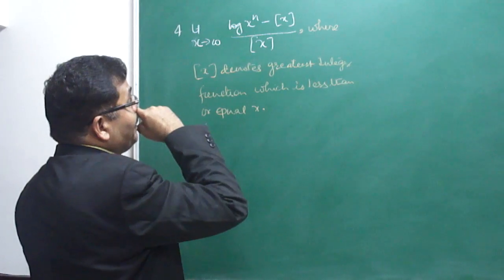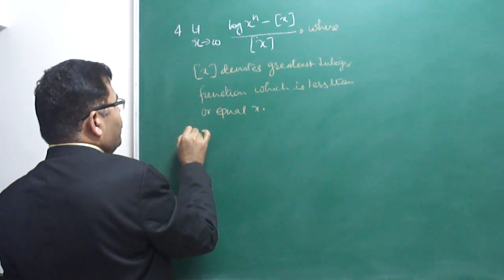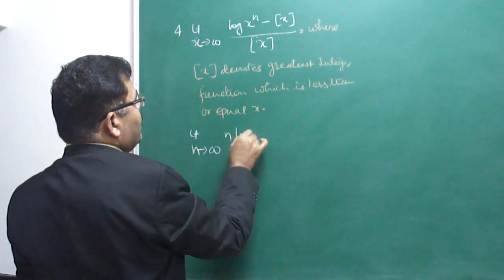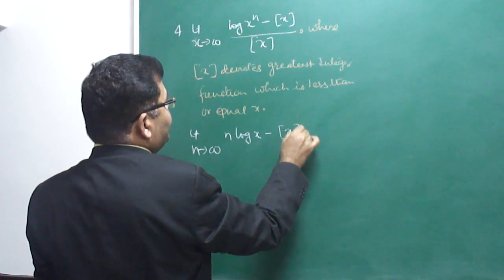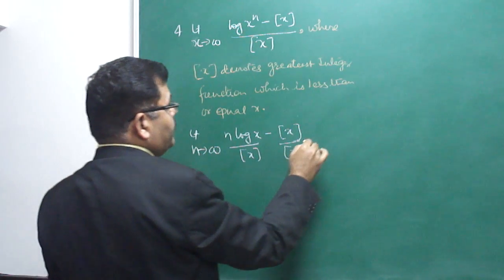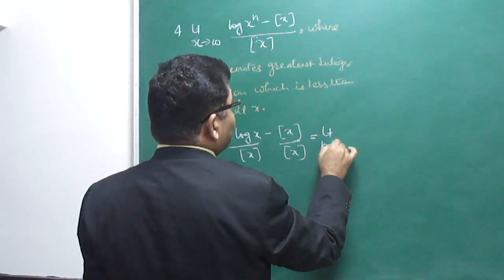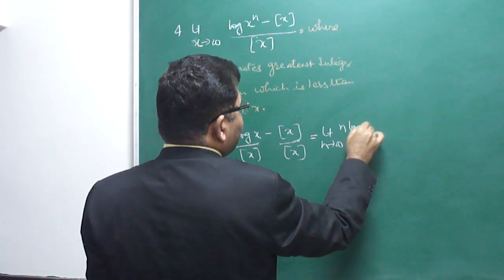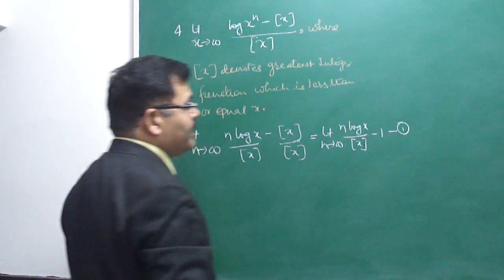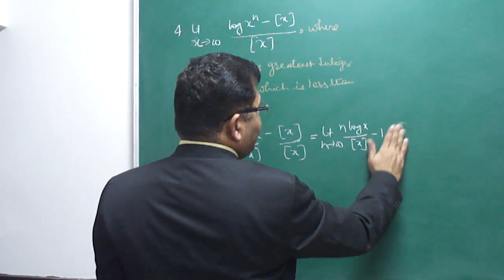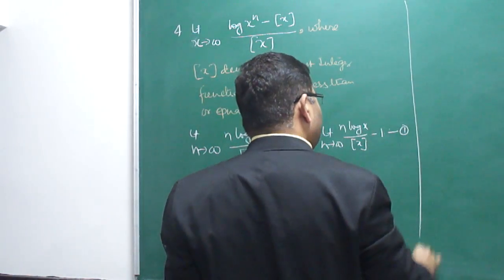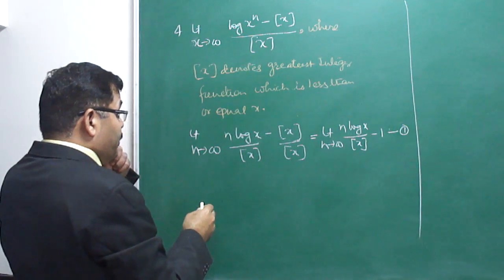To solve such a question, what to do? First of all, I can write limit of log x to the power n, which is n log x, minus the greatest integer function of x. I can separate it like this. So this will become limit of n log x divided by greatest integer x minus 1. This is equation number 1.